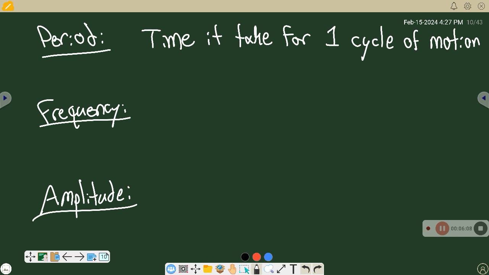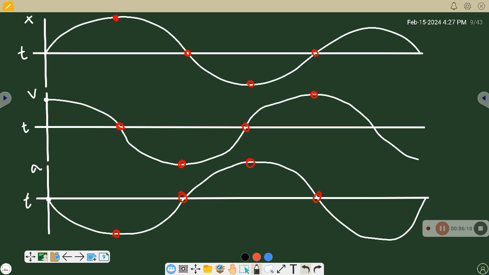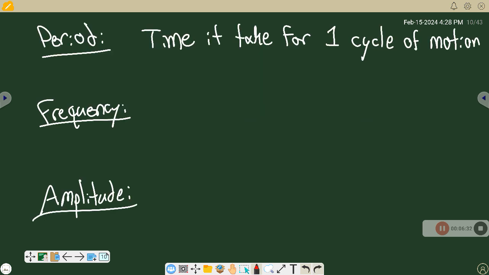Okay? If we look back here at my position versus time graph, I'm going to mark out how long a period would be. It'll end right there. That is the length of our period because it has produced one full cycle of the motion. At that point right here, the motion is just going to repeat again. So that's our period. Then we have frequency.